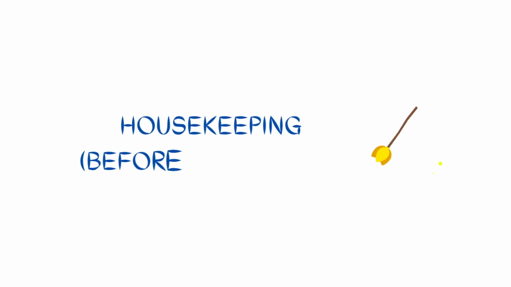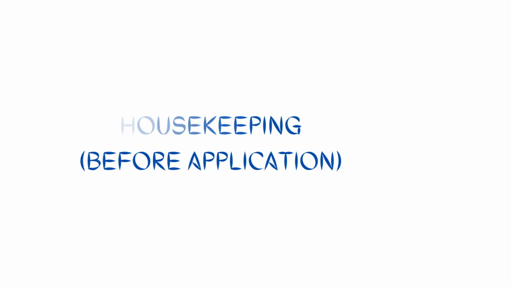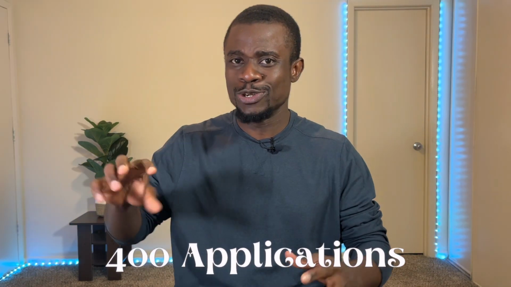Alright, first up, housekeeping. Before you make any application, you need to put your house in order. This will save you tons of time, so you don't have to make 400 applications before you get a job. Spend as much time as you need in this stage, then the other stages will flow smoothly and quickly.